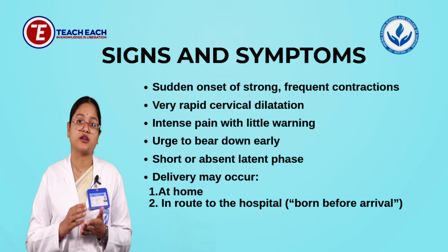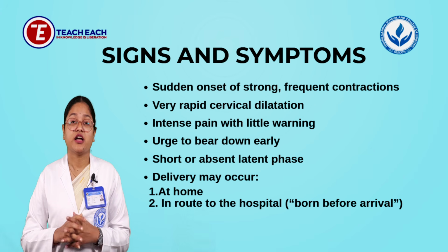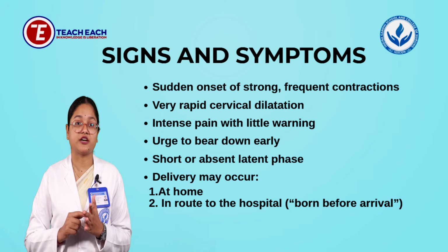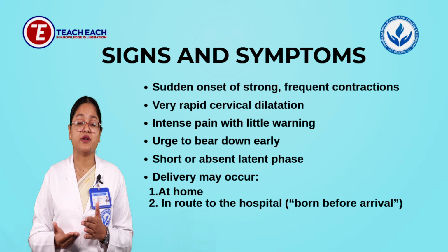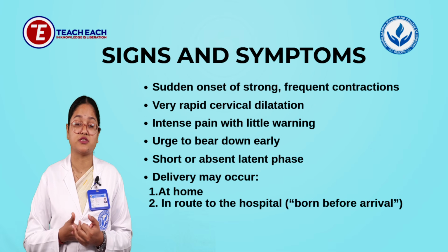There will be very rapid cervical dilatation. It takes about 12 hours for a primigravida mother's cervix to dilate to 10 centimeters. But in a precipitate labor, it can happen that in 1 hour, the cervix dilates from 3 to 5 centimeters.